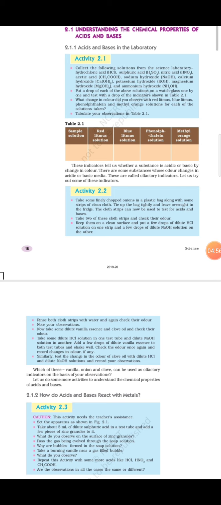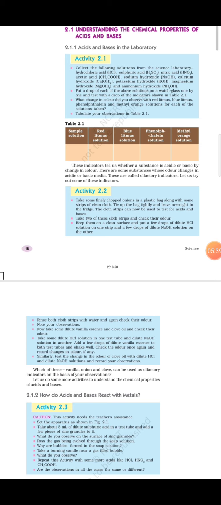Then the next one is methyl orange solution. From the name only you can understand, as orange is given, in neutral medium its color is orange. When you add methyl orange indicator to any acidic medium, you will find that it changes from orange to deep red. And if you add this methyl orange indicator to a basic medium, you will find that it changes from orange to yellow. All these three, red, orange and yellow, you can easily differentiate from one another. So these indicators tell us whether a substance is acidic or basic by change in color.